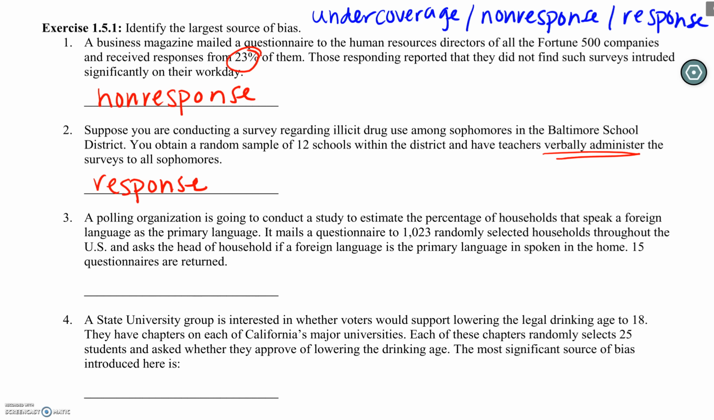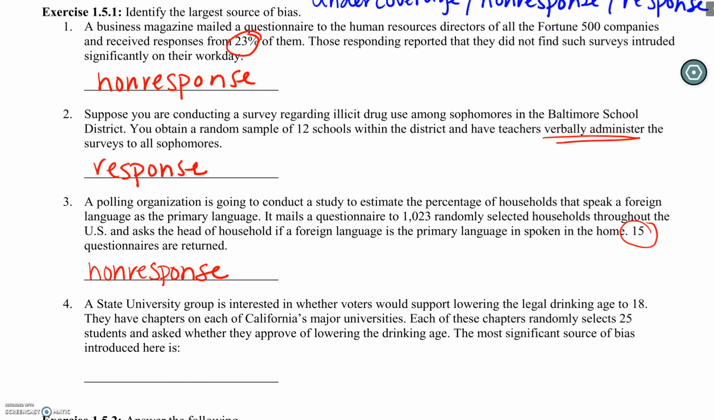All right. Next one. We're going to mail a questionnaire to 1,023 randomly selected households, and 15 questionnaires are returned. Again, we've been given a number. We have an absolute crap ton of non-response bias here. Yes, obviously, this is the most poorly set up survey in the world. We're asking people if they speak English as their primary language by sending them a questionnaire in English. But again, the biggest problem is going to be our non-response. That non-response is definitely fueled by the choice here, but that's what I'm trying to get you guys to get to as your largest source of bias.